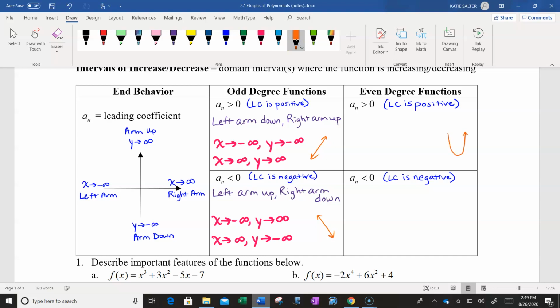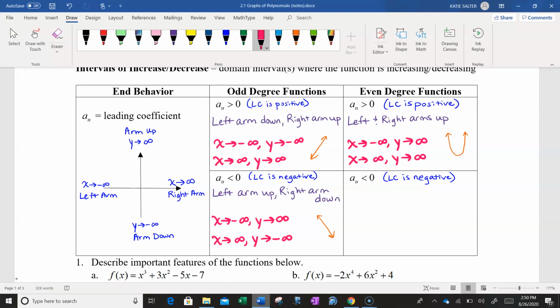If that leading coefficient, so the coefficient on x squared, is positive, we know our parabola opens up. So let's jot that. In this case, both arms are up. As x approaches negative infinity, y would approach infinity. And as x approaches infinity, y would also approach infinity. Again, it's even degree. The y should approach the same direction. They're either both up or they're both down.